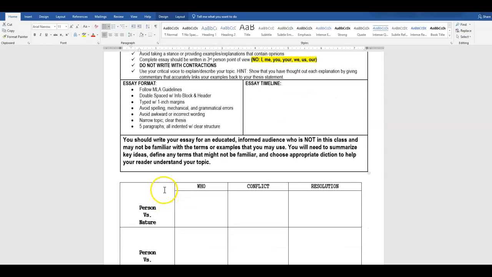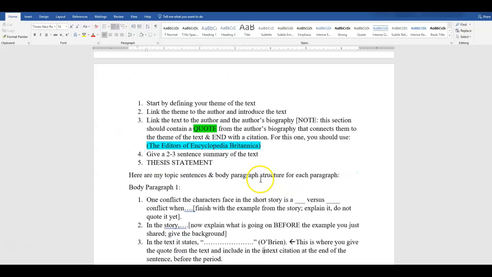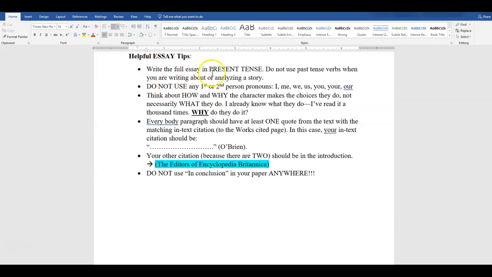Also, some other helpful reminders for the essay. Please, please, please write the full essay in present tense. Do not use past tense verbs when you are writing about or analyzing the story. You are reading the story in the present time, so you should be talking about the characters doing those things in the present tense.